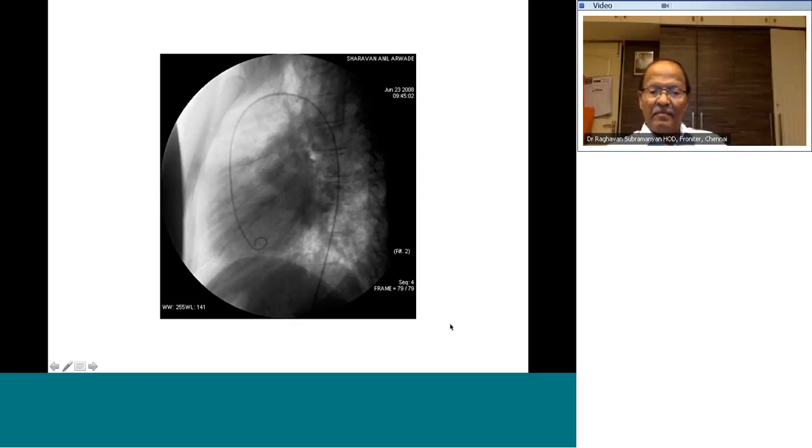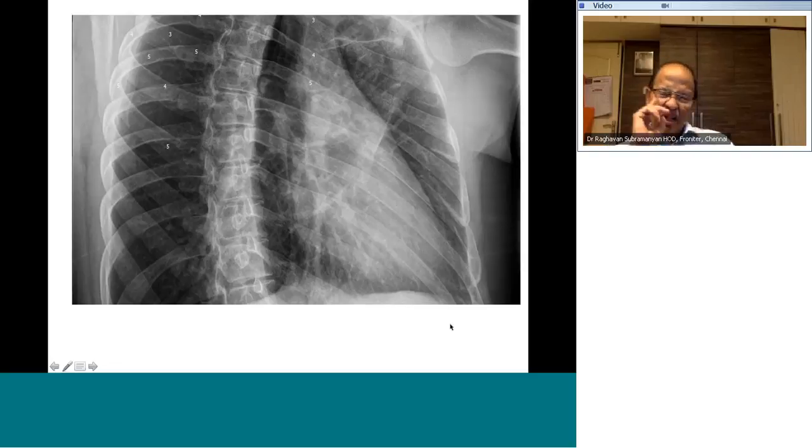Now compare this with the next view. What view is this? You have to be fast, please. We are running out of time. Right anterior oblique view. Now, can you describe it further? Don't just say oblique. You have to say right anterior oblique view. How do you know it's right anterior oblique?